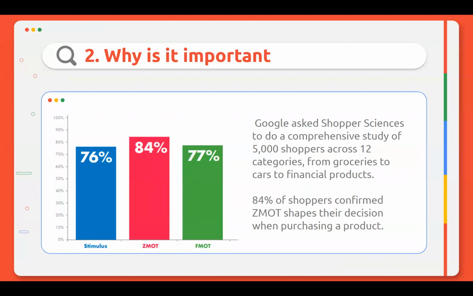To go with that, Google asked Shopper Sciences to do a comprehensive study of 5,000 shoppers across 12 categories, which included groceries all the way to cars to financial products. And of that study, 84% of shoppers confirmed that the zero moment of truth shapes their decision when purchasing a product.